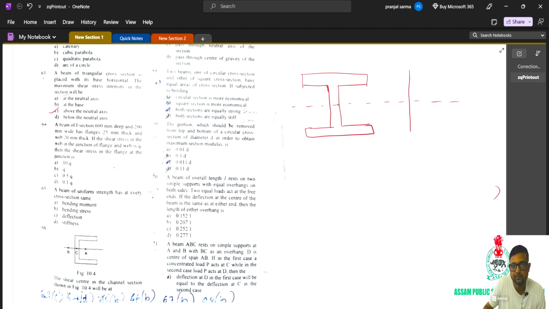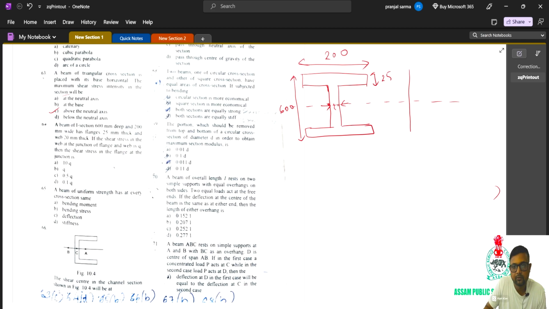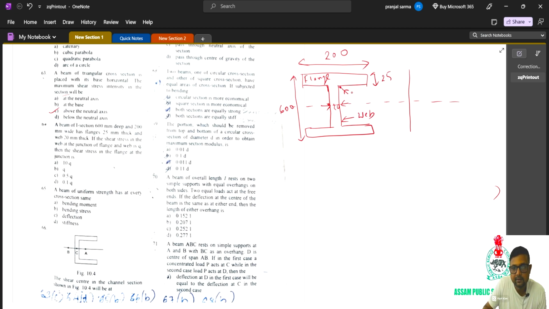I'll draw the shear stress diagram. First, let me write the value. This is 200, I think. And this is 600. This is 25. And this is 20. This part is called the flange, and this part is called web. This is the junction. Now I draw the shear stress distribution diagram.